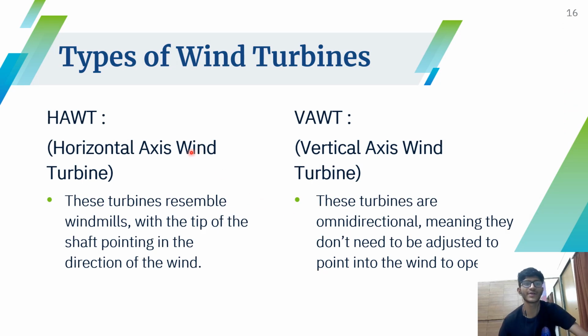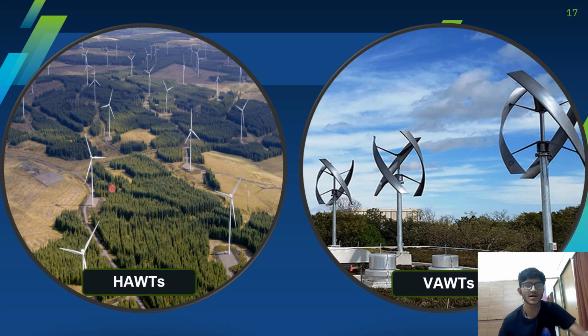Lastly, we have types of wind turbines. There are two types of wind turbines mainly, HAWT and VAWT, horizontal axis wind turbines and vertical axis wind turbines. This is what the horizontal one looks like, and the vertical ones are designed like this.